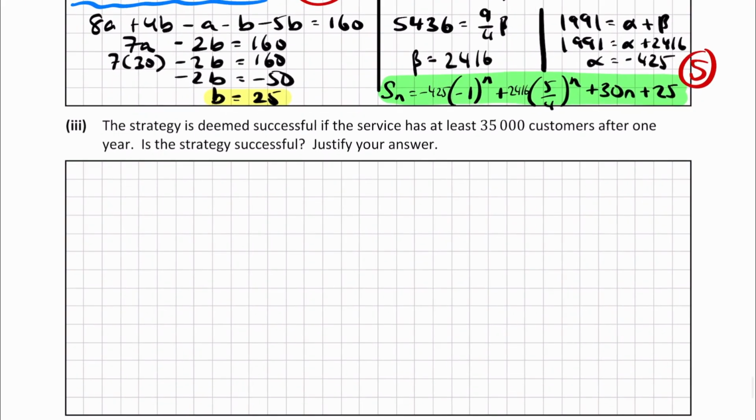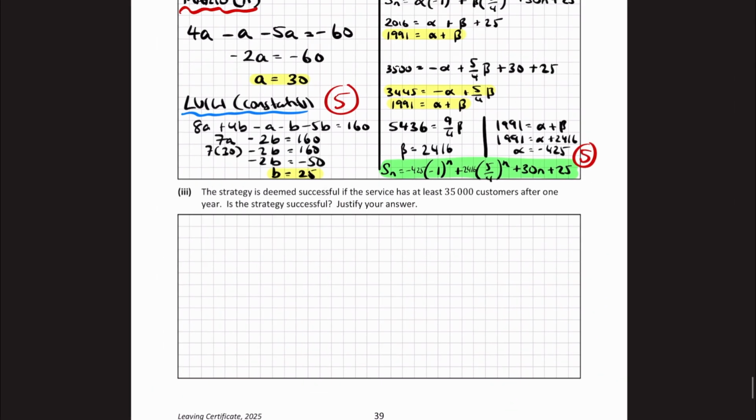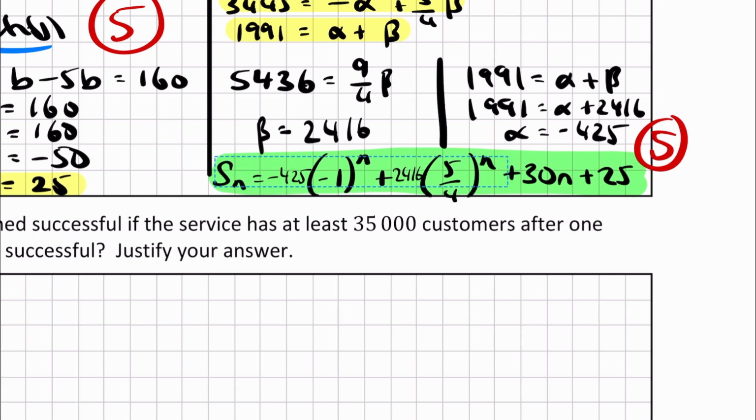Part 3. The strategy is deemed successful if the service has at least 35,000 customers after 1 year. Is this strategy successful? Justify your answer. Now, the thing about this one is, you know you're just going to plug it into this equation, but you need to know what are you plugging in. So I'm just going to copy paste that equation.